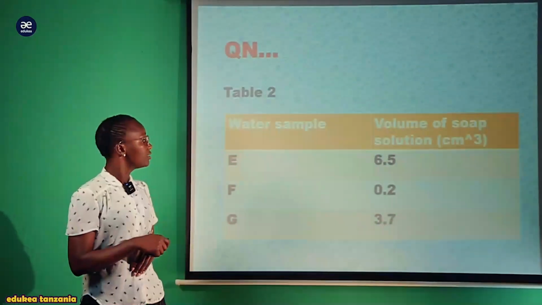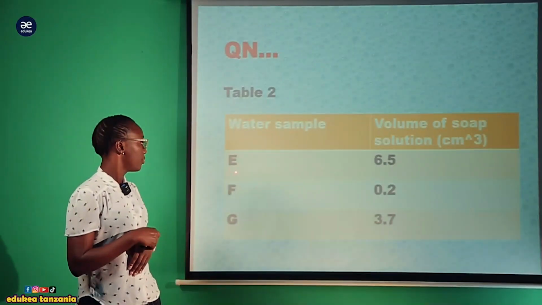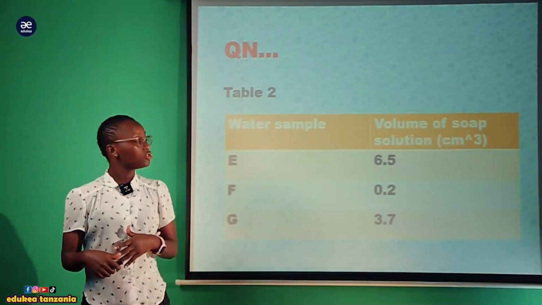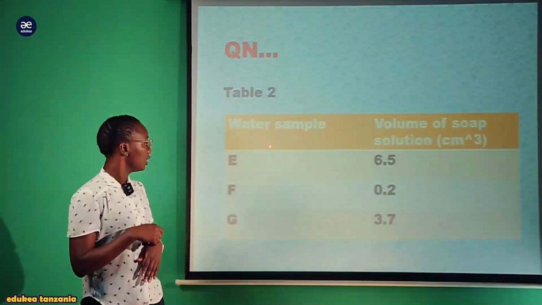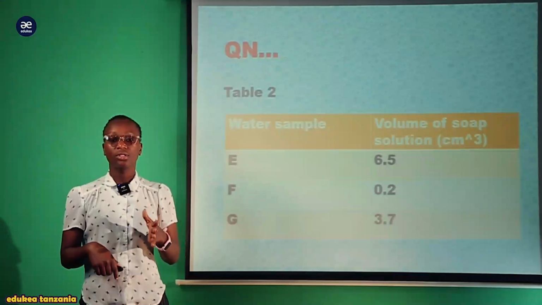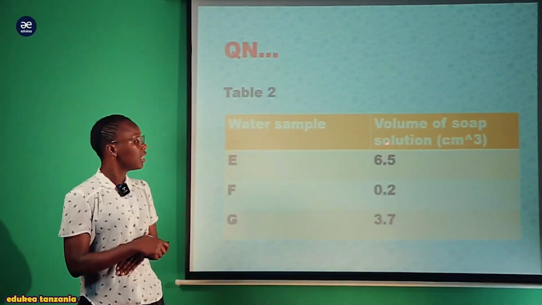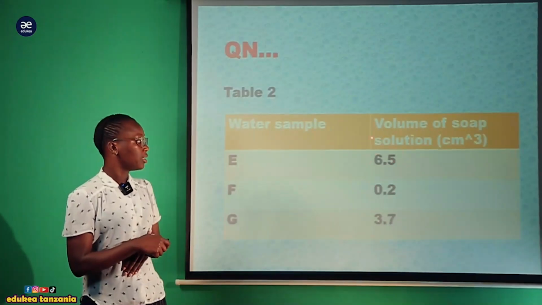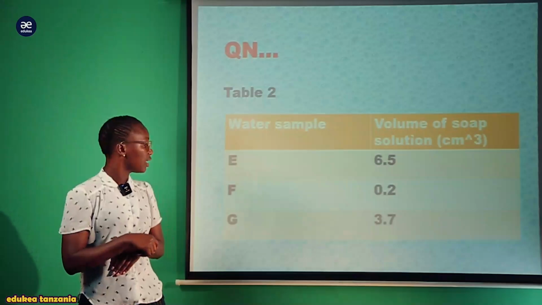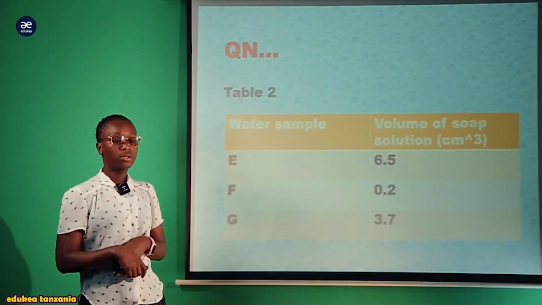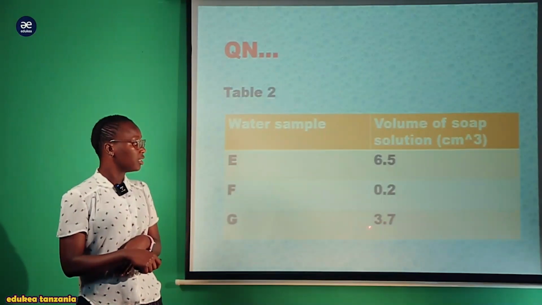So we are given a table, whereby we have the water samples E, F, and G. But also we have the volume of soap solution, kwamba the ability of this water to form a lather, ile povu na sabuni ilikuwa katika sentimita, katika volume hii hapa 6.5 katika sample water E, lakini katika sample water F ilikuwa ni 0.2, the same katika sample water G ilikuwa ni 3.7.